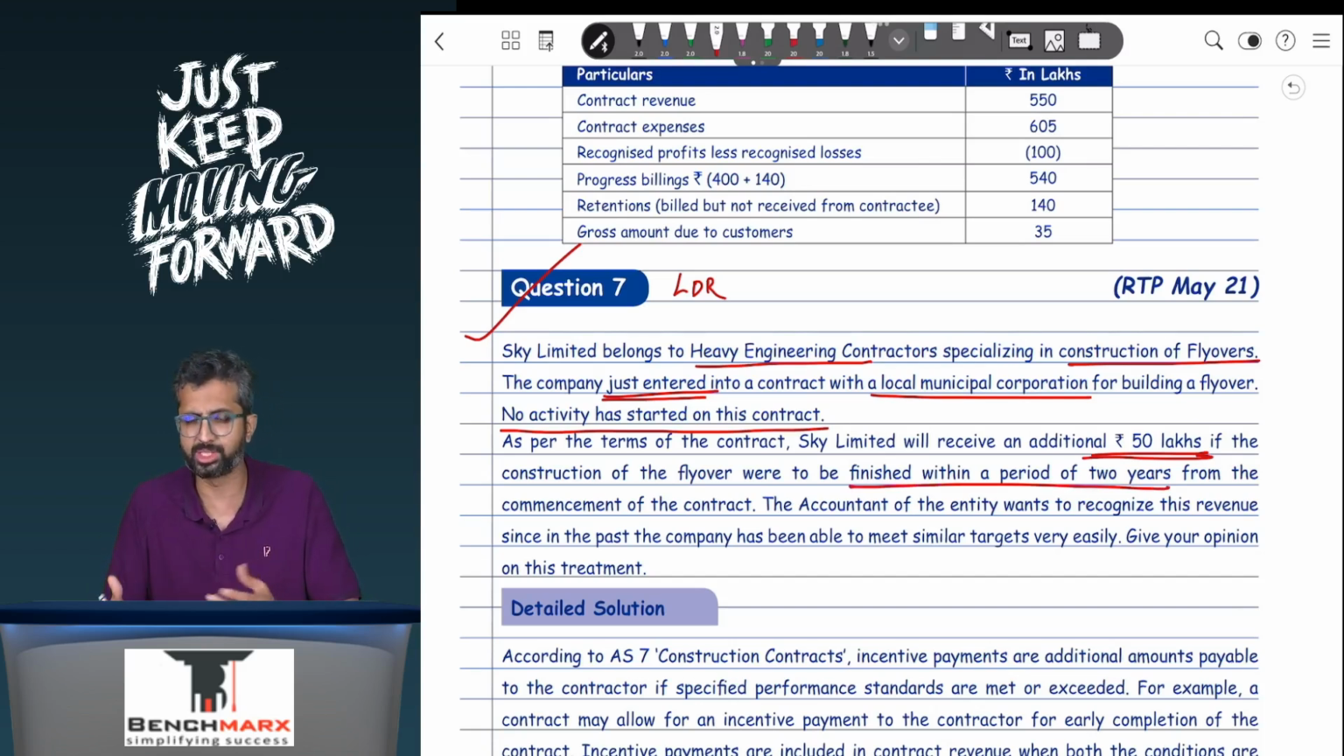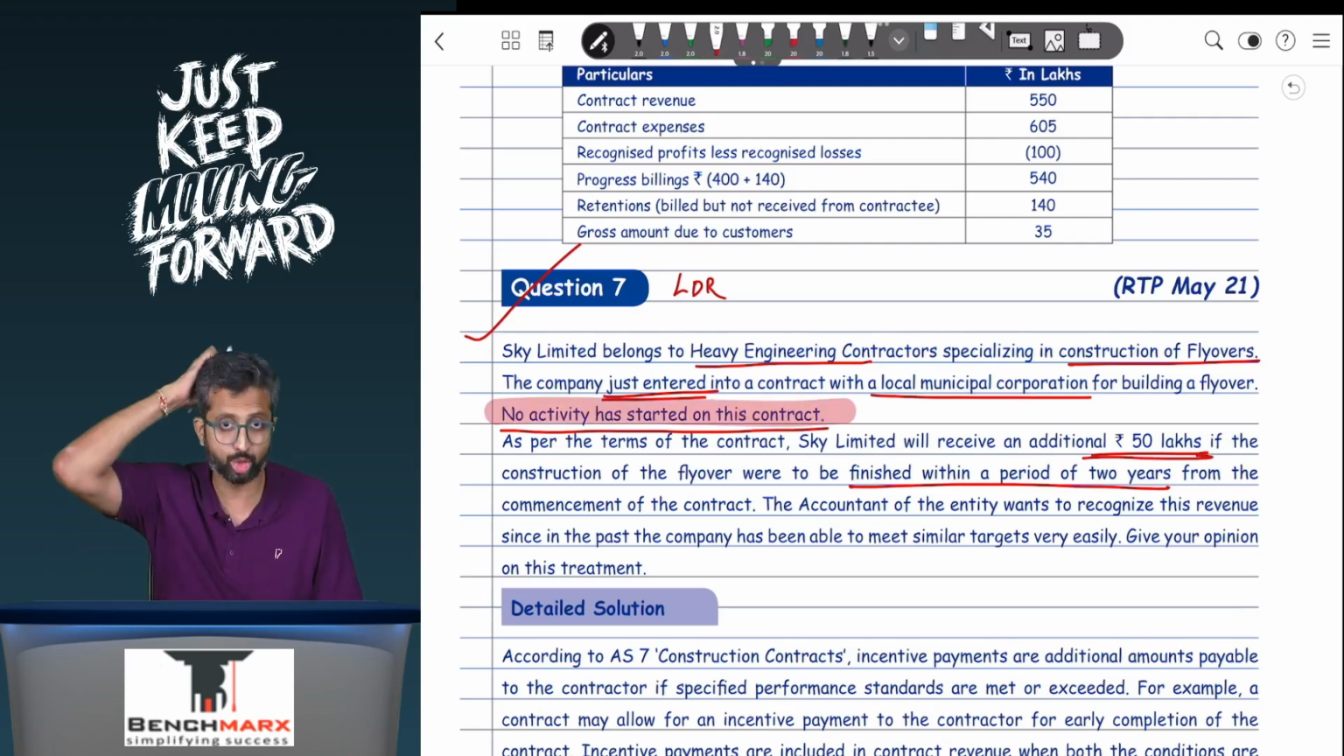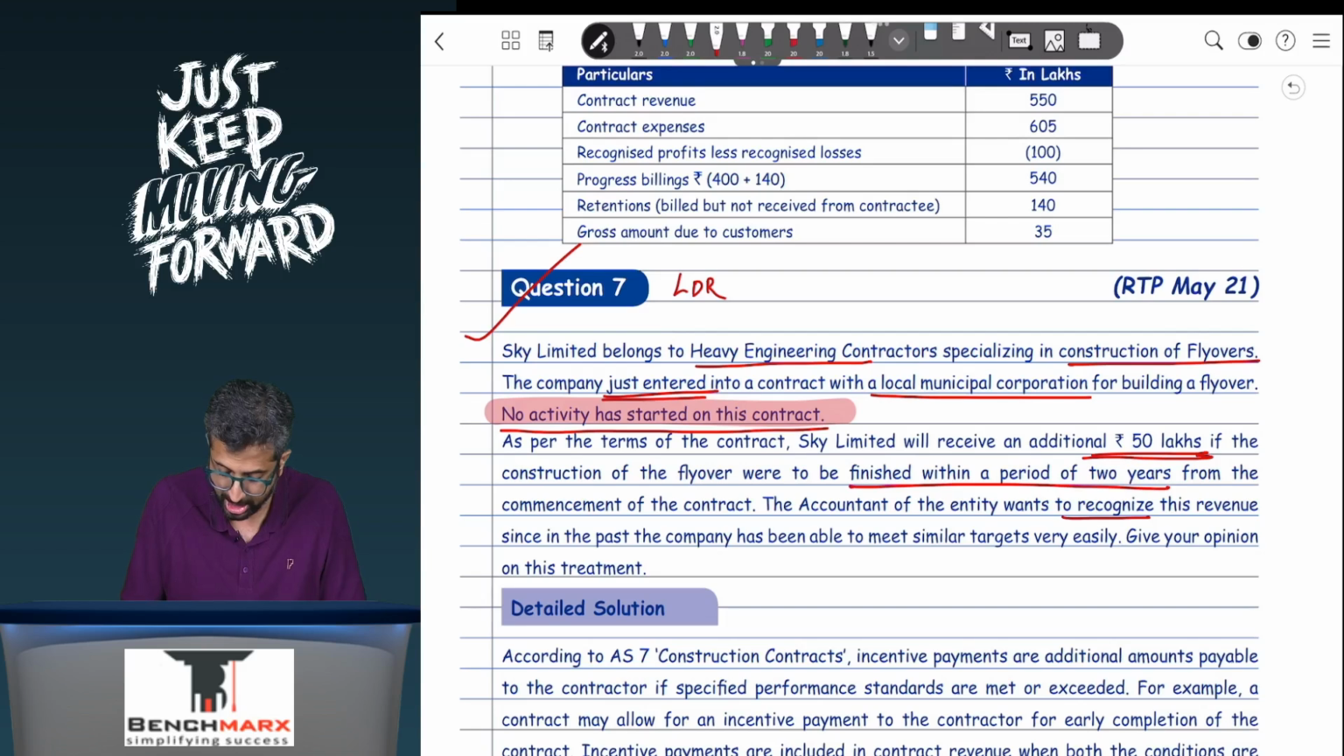That is a performance incentive which will be recorded only if the project is at a sufficiently advanced stage and it is virtually certain that you will receive it. Here, no activity has started on the project. So, let alone a sufficiently advanced stage, no activity has started on the project. The accountant of the entity wants to recognize this revenue since in the past the company has been able to meet similar targets very easily. Give your opinion on this treatment.